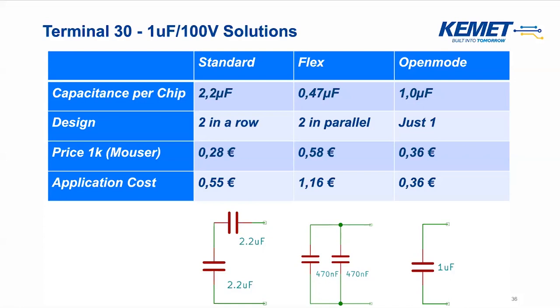Or you have some space constraints, and you can go with open mode because then you lose only 50% of the parts compared to the 2.2 microfarad solution. I would really encourage you to search for KEMET contact and discuss with them what will be the best solution in your application.